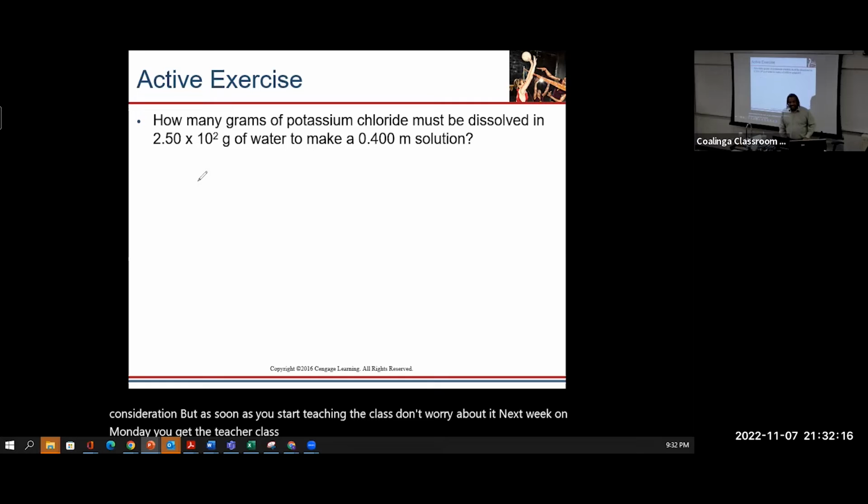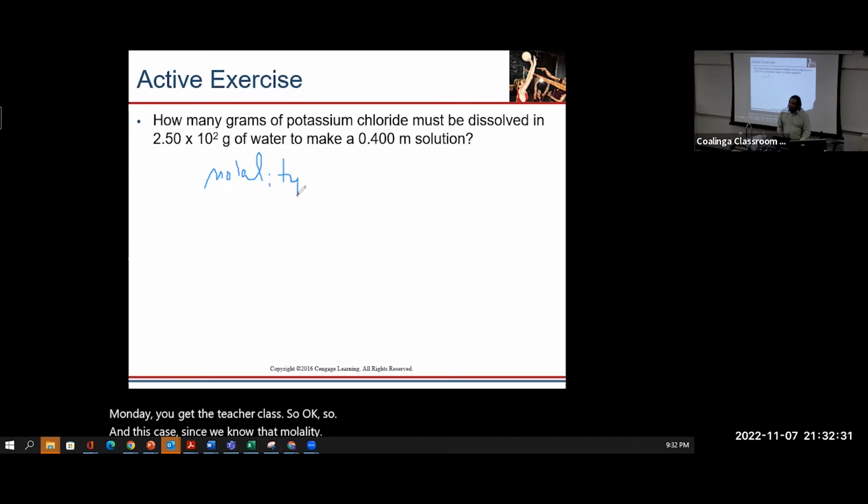Okay, so in this case, since we know that molality is going to equal moles over kilograms, right?